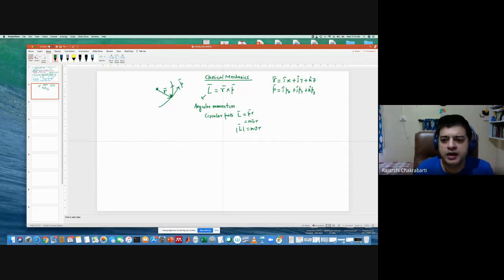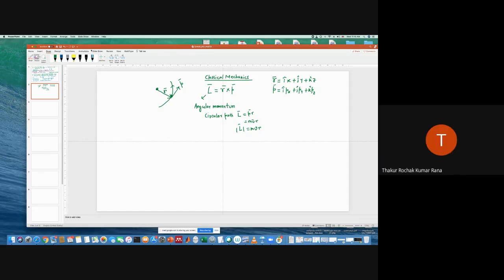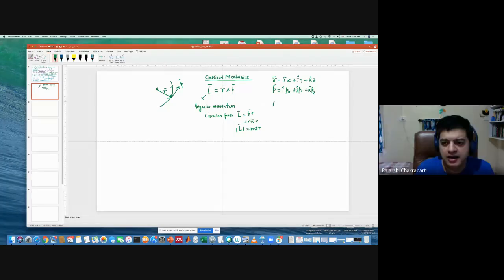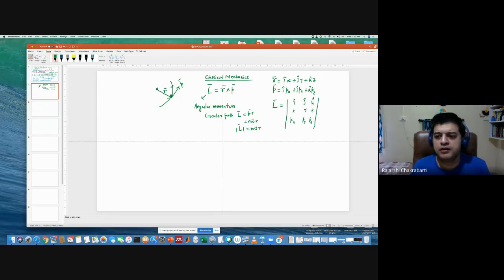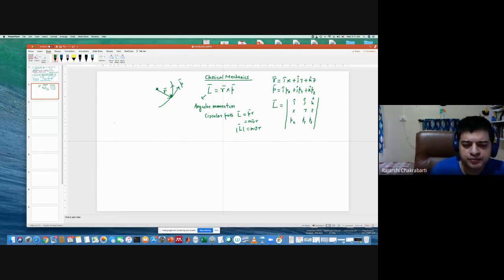Now, how many of you remember how to write the cross product of these two vectors? You remember or you don't? Yes, sir, I have. So you have to write it like this. This is nothing but a determinant, which is going to be I, J, K, and you have X, Y, Z, Px, Py, Pz. So now the next thing would be to expand the determinant.